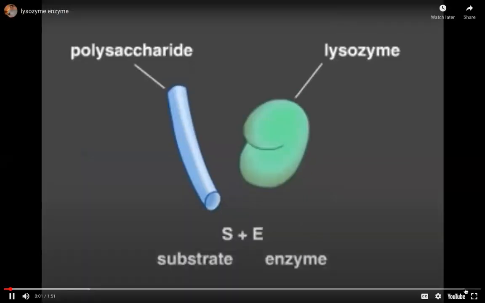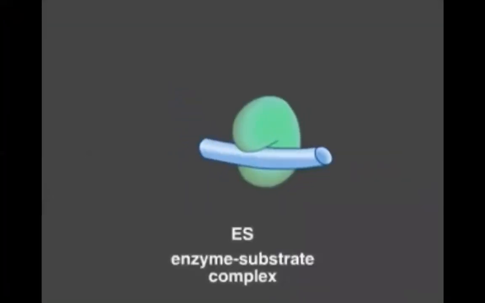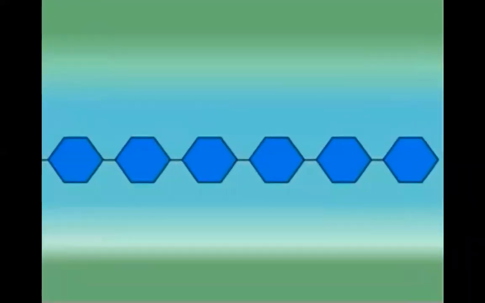The lysozyme enzyme cleaves polysaccharide chains. First, the enzyme and substrate associate, forming an enzyme substrate complex. The enzyme catalyzes a hydrolysis reaction that cleaves the substrate into products, which are quickly released, allowing the enzyme to catalyze another reaction. The cleft in the enzyme holds 6 sugar residues of a polysaccharide. The hydrolysis reaction occurs between residues.